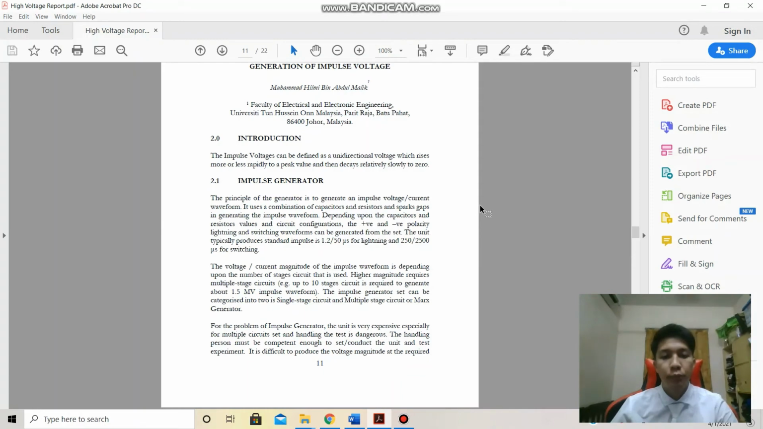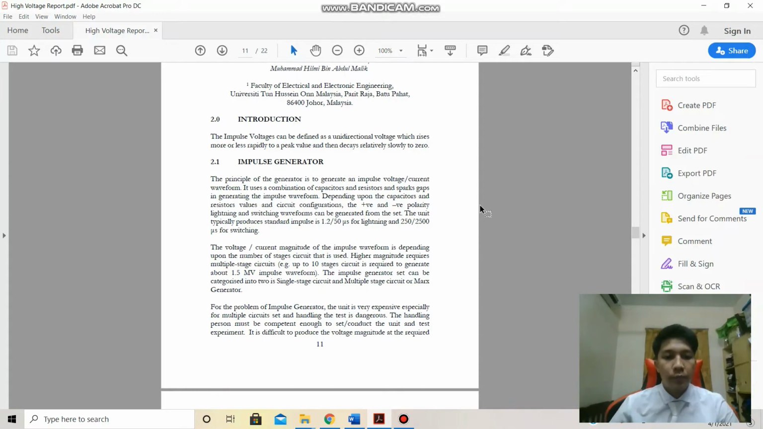Okay, the first topic is the impulse generator. The principle of the generator is to generate an impulse voltage or current waveform. It uses a combination of capacitors, resistors and spark gaps in generating the impulse waveform. They depend on the capacitor and resistor values and the circuit configuration. They have positive and negative polarity. Lightning and switching waveforms can be generated from the set.